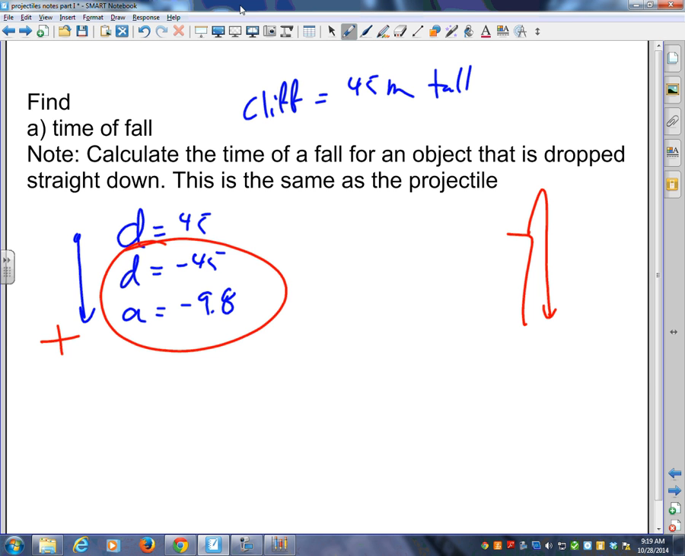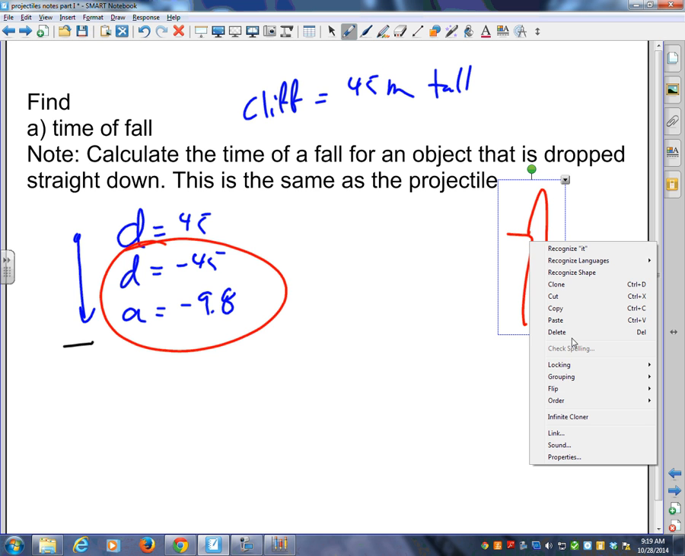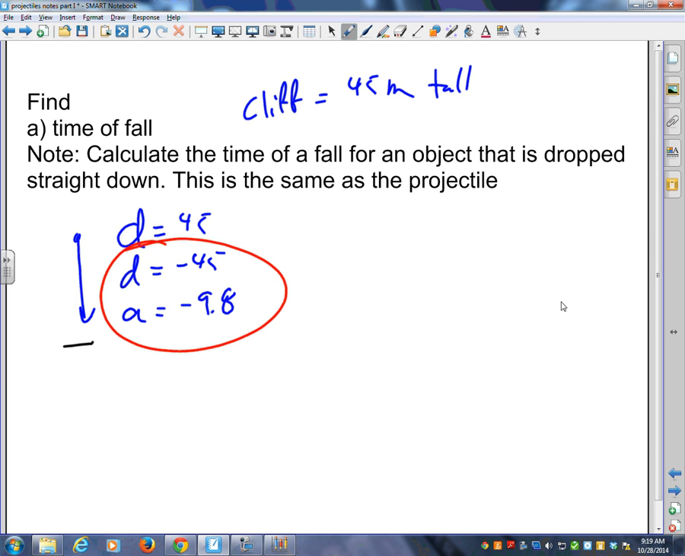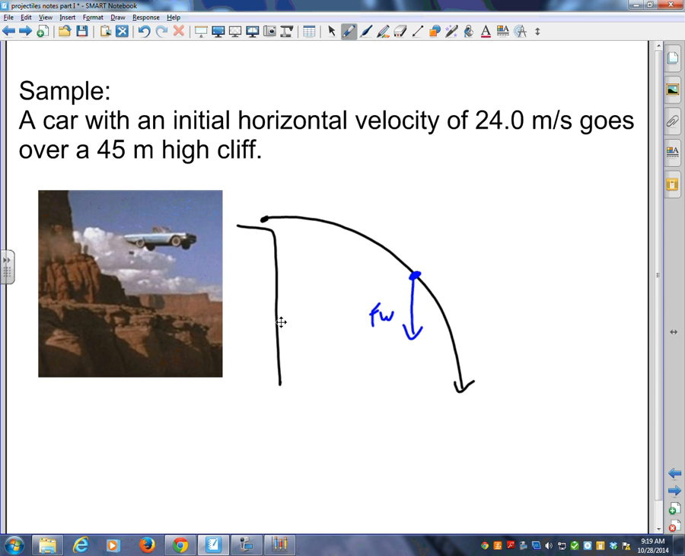And as a rule, we denote down as negative. So let's just say down is negative. Shall we do that? Okay, so minus 45 and minus 9.8. So how do I find the time of fall? d equals vit plus at squared.